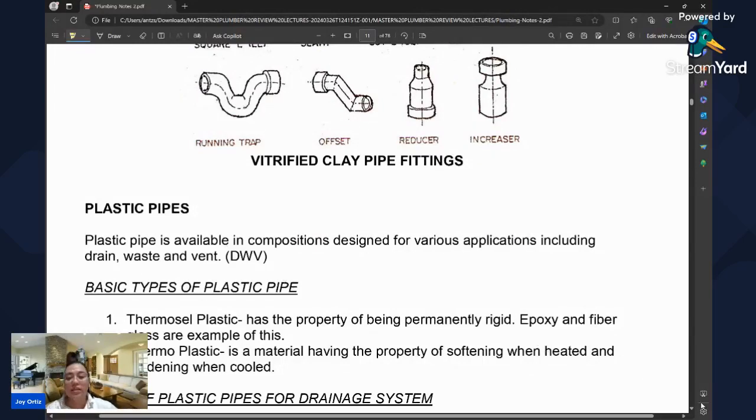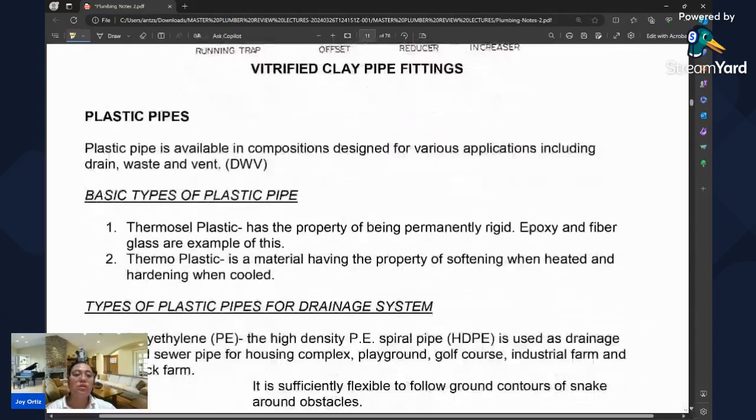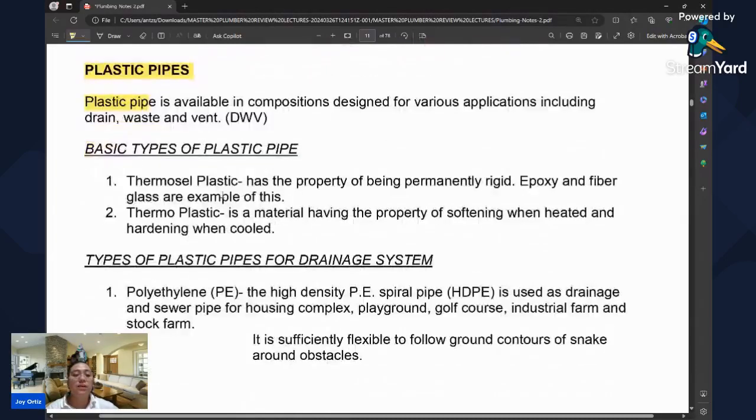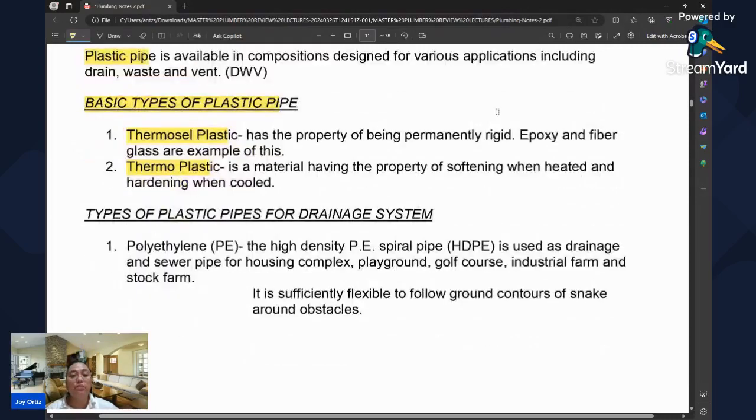And the most commonly used pipes is the plastic pipes. Plastic pipe is available in composition design for various applications, including the drain, the waste, and vent. So, sa basic types of plastic pipe, meron tayong thermoset plastic, and we have also the thermoplastic. Pag sinabi natin thermoset plastic, it has the property of being permanently rigid. Epoxy and fiberglass are example of this.